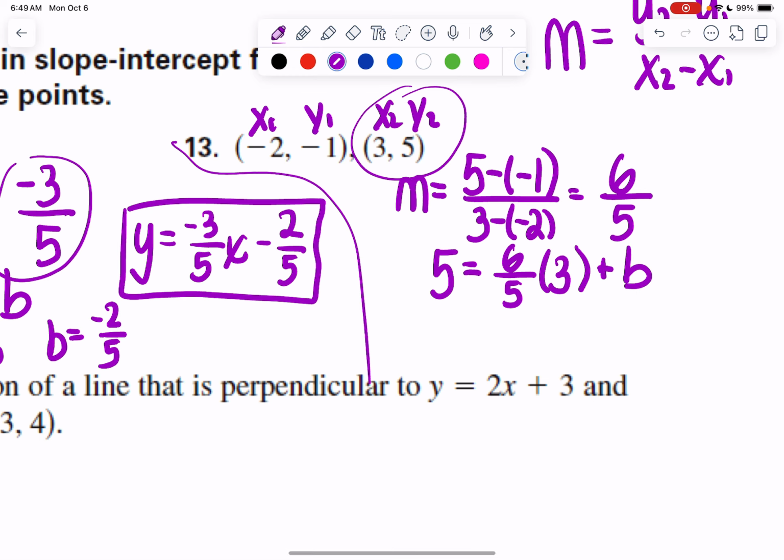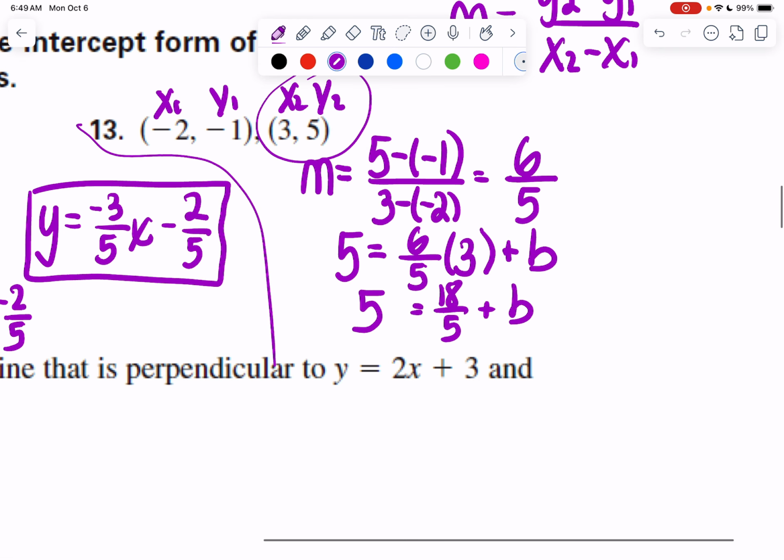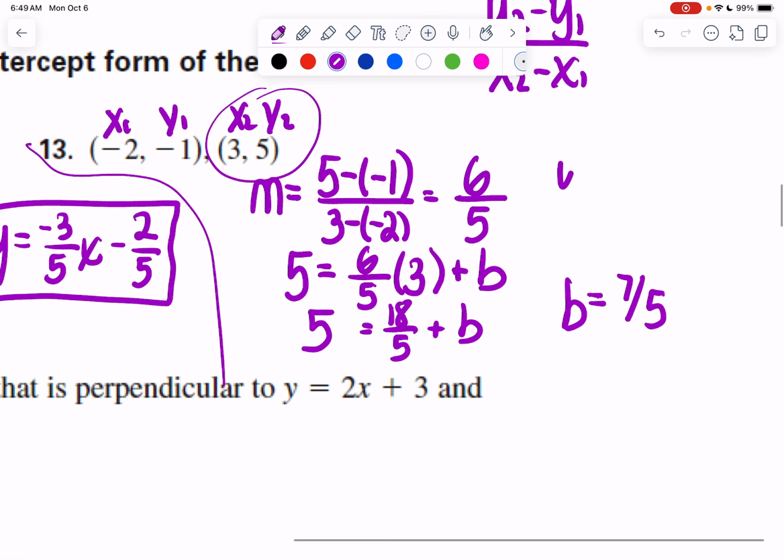And so what you would get is 18/5 plus b equals 5. 5 is 25 over 5, so minus 18/5 would be 7/5. And so your final answer would be y equals 6/5 x plus 7/5.